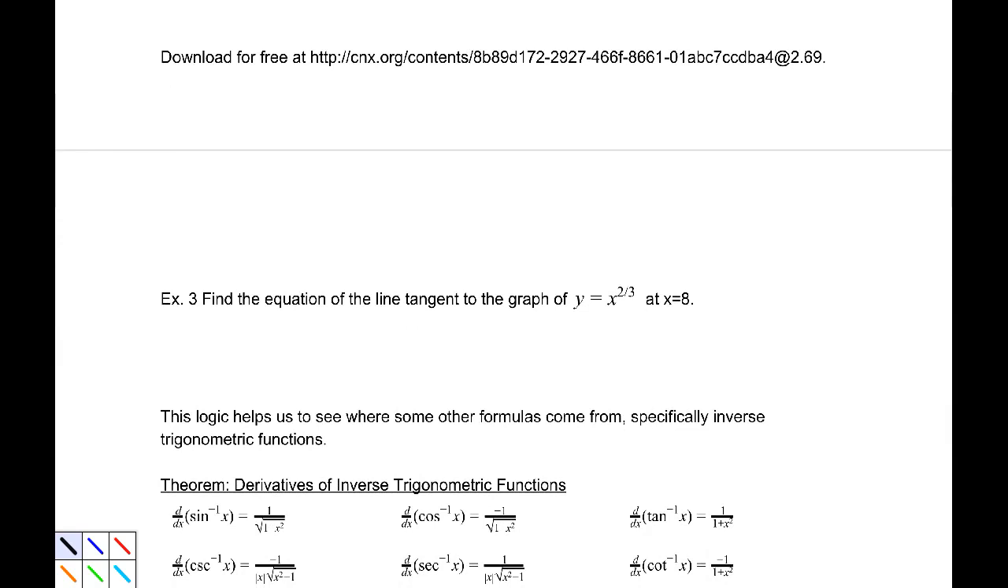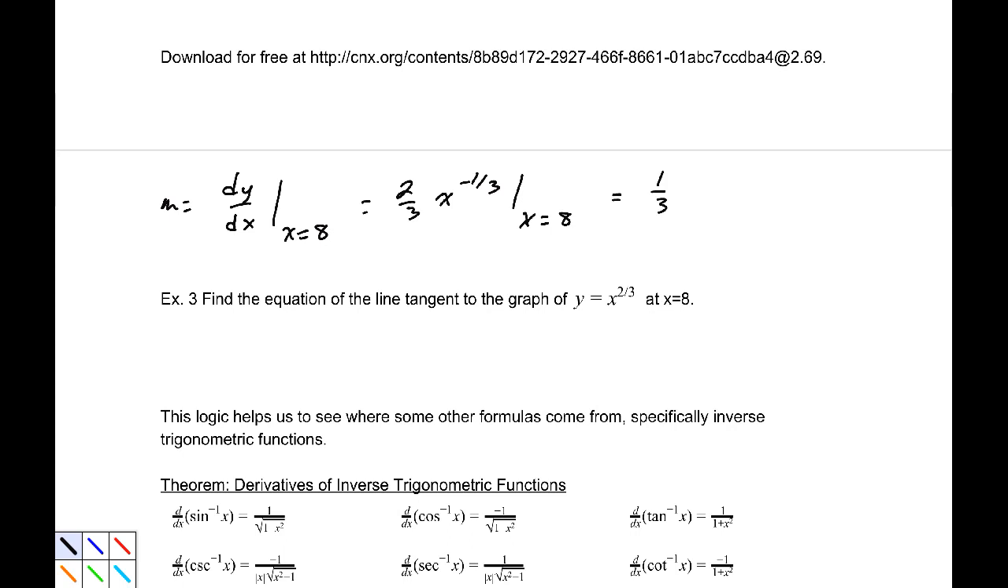Find the equation of the line tangent to the graph y equals x to the 2/3 at x equals 8. Now I'm not going to use the inverse function theorem for this. I'm just going to go straight to it. Our slope is the derivative of y evaluated at x equals 8. Now our power rule is what I'm going to use. That'll be 2/3 x to the negative 1/3. I'm going to evaluate that at x equals 8, which would be 1/3. That is my slope.